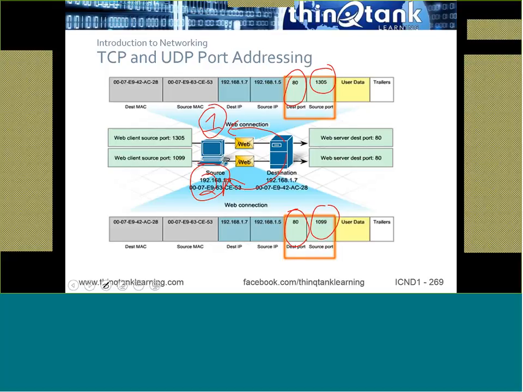Every single time a host opens up a connection, whether it's TCP or UDP, whether it's web traffic, FTP traffic, whatever it is, the host generates its own random source port. That is the only thing that distinguishes the communication from one channel to the other, because everything else about this conversation is the same.